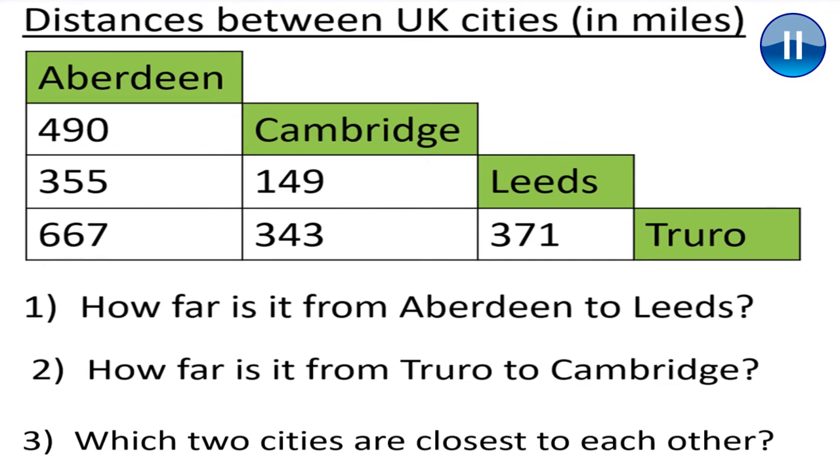Now take a look at this table showing the distances between UK cities in miles. We have Aberdeen, Cambridge, Leeds and Truro. Using the table, can you work out how far it is from Aberdeen to Leeds? Can you work out how far it is from Truro to Cambridge? And can you see which 2 cities are the closest to each other?